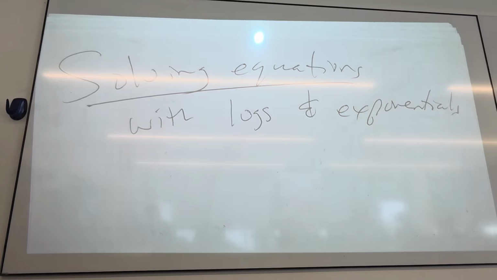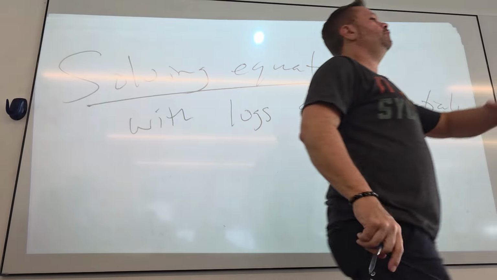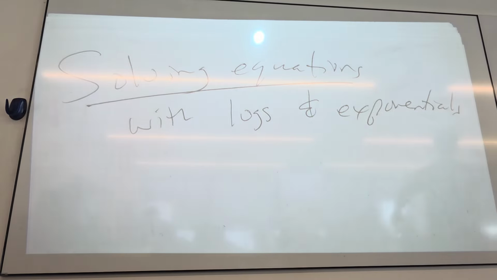So it makes sense. Once we learn a new function, we learn its inverse, we learn the properties of that function, and then we say, what if it wasn't an equation? How do I solve that equation?